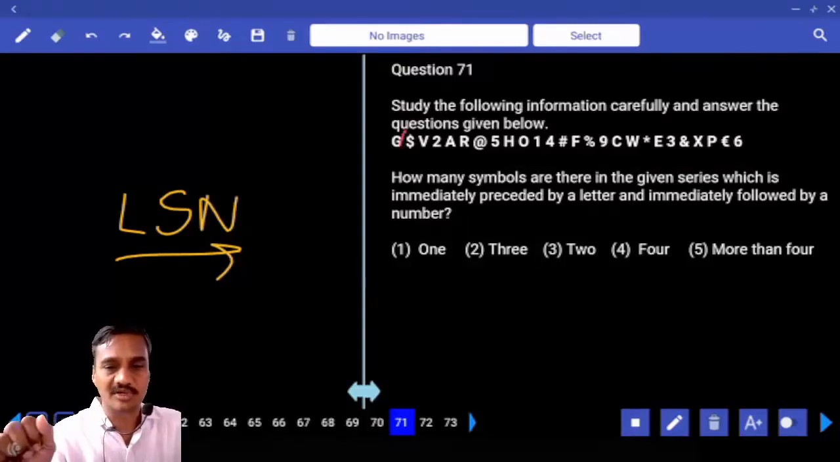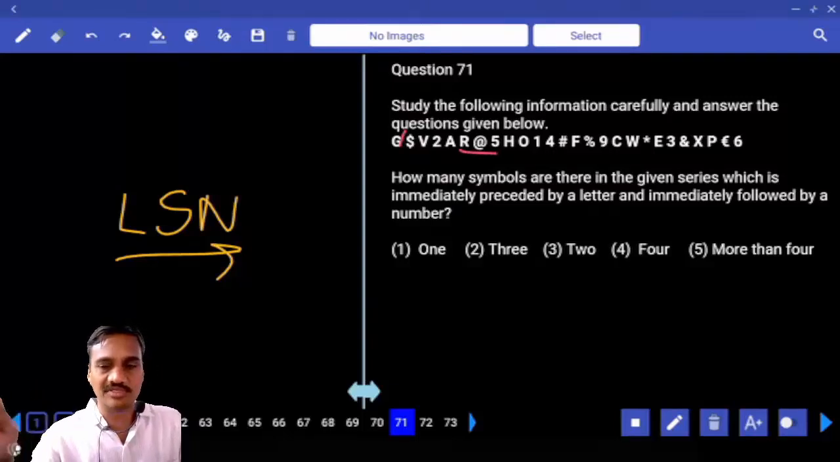Here we need letter, symbol, and a number. R @ 5: R is a letter, @ is a symbol, 5 is a number. And next one, letter, symbol and number: F % 9. F is a letter, percentage is a symbol, 9 is a number.